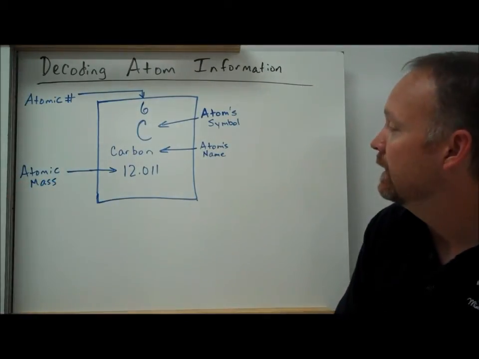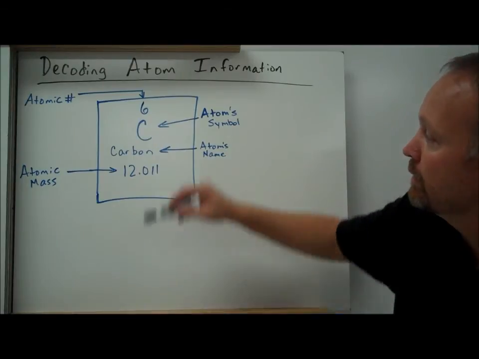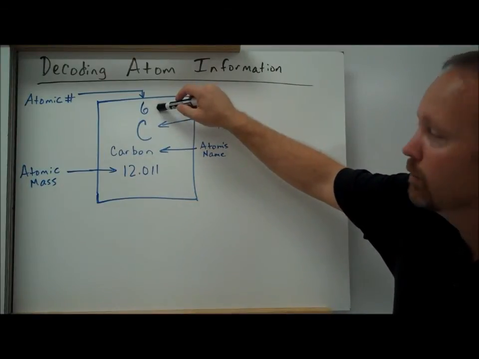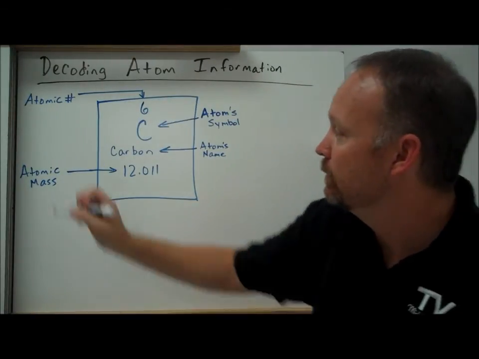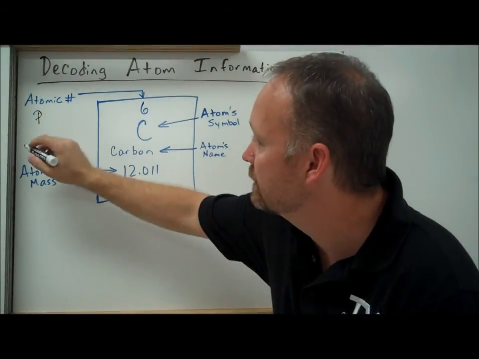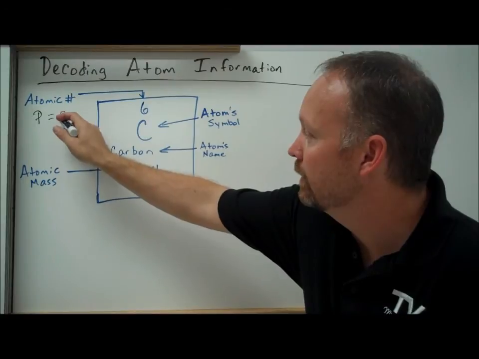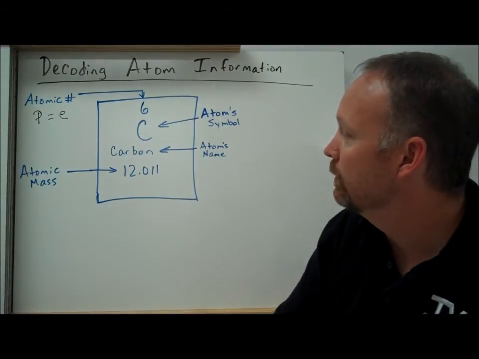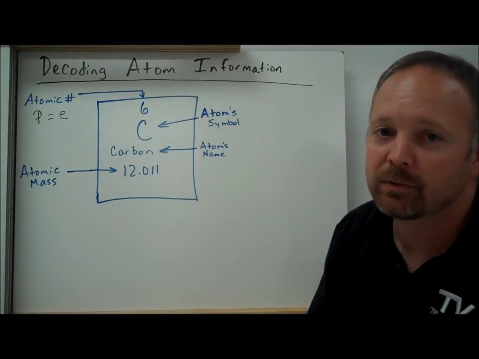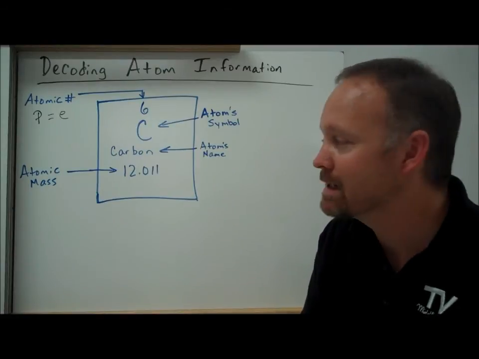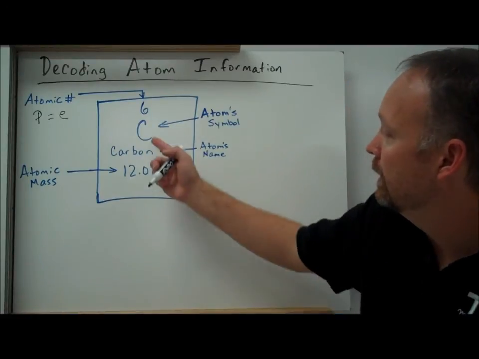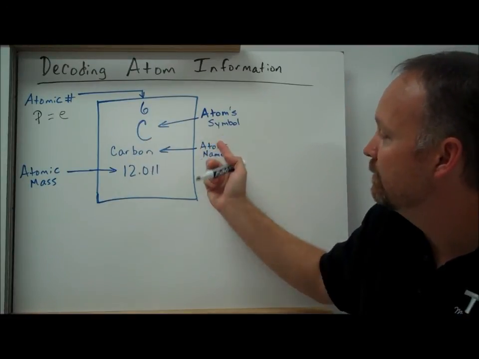Okay, so decoding the atom information here. You have a number at the top, and that's the atomic number. The atomic number is going to equal the number of protons. And right now we're going to say that the protons are going to equal the electrons as well. In this case, we have carbon, so we have 6 protons, and we're also going to have 6 electrons. You have the big C in the middle, which is the atom symbol.